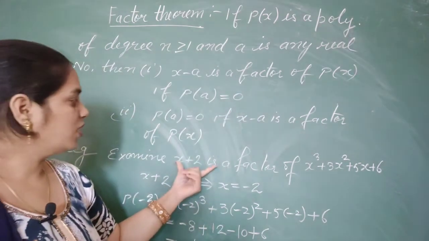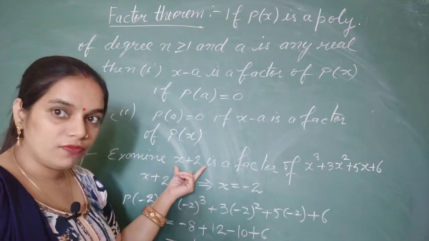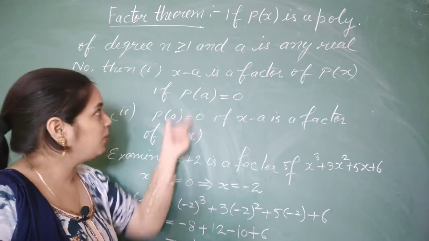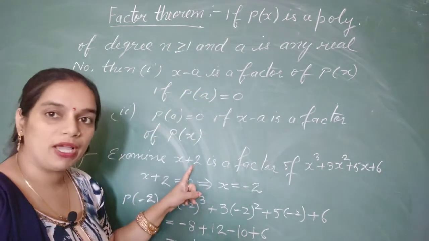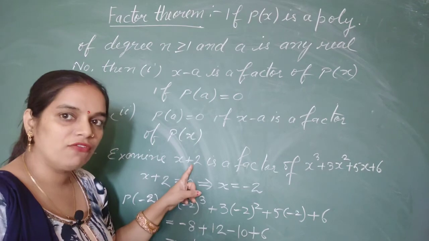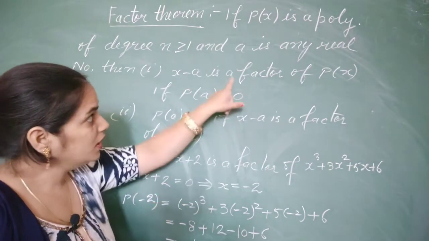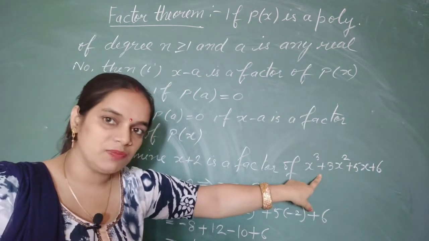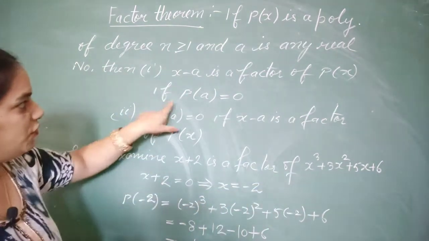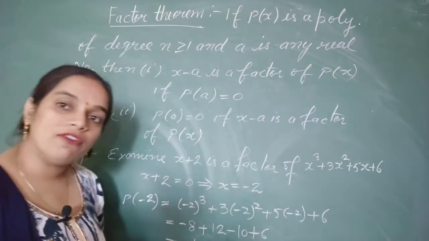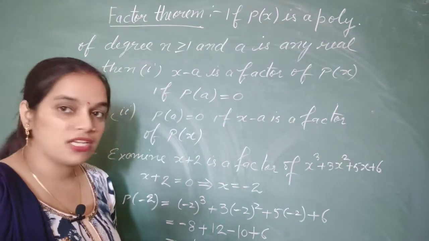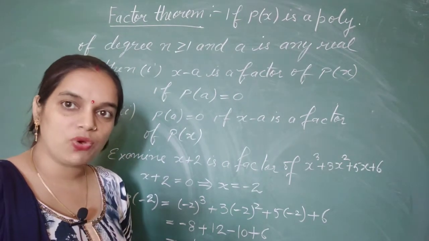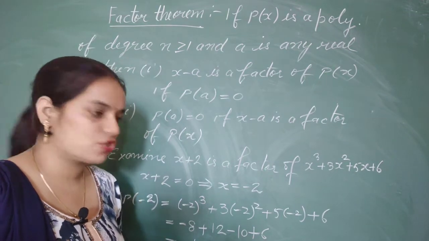Now see here x plus 2. Here we will compare x plus 2 with x minus a. Thus at the place of a we have minus 2. So x plus 2 will be a factor of this polynomial, which we will take as p(x), if p(a) is equal to 0. So our result should be p(minus 2) is equal to 0. At the place of a we will take minus 2.